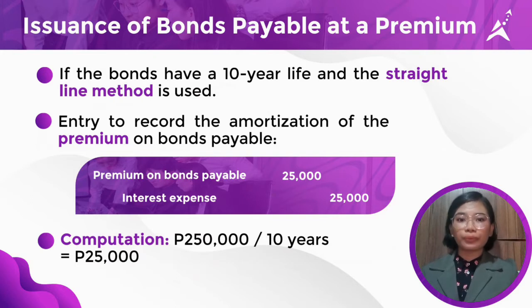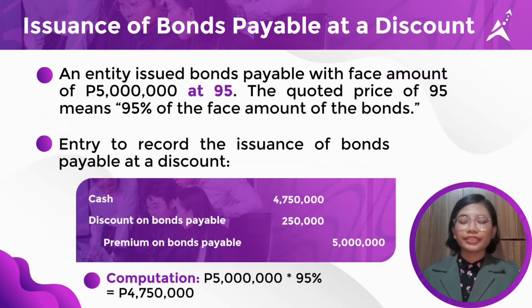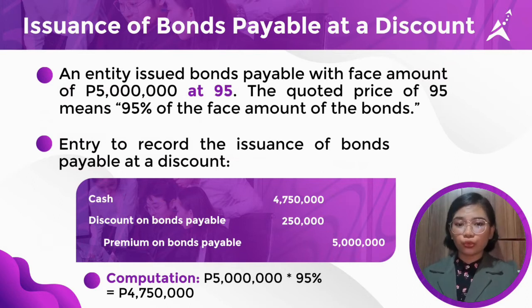Now, what if the bond is issued at a discount, or the issue price is less than the face amount of the bonds payable? Here is an example. An entity issued bonds payable with a face amount of 5 million pesos at 95. The quoted price of 95 means 95% of the face amount of the bonds. The journal entry to record the issuance of bonds payable at a discount is to debit cash for 4,750,000 pesos. To get this amount, 5 million times 95% is equal to 4,750,000 pesos.